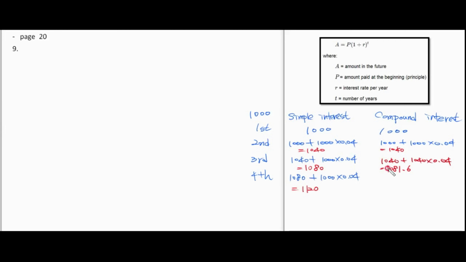And let's look at the fourth year. It will be 1081.6 plus 1081.6 multiplied by 0.04, and it will be 1124.864. Because we only put $1,000 and only for 4 years, the difference is small, but if we put more money like $1 billion, $10 billion, or if we keep the account a bit longer, there will be a huge difference between those two. And right here, the box is the equation for compound interest. And now let's go to question 9 and solve it.